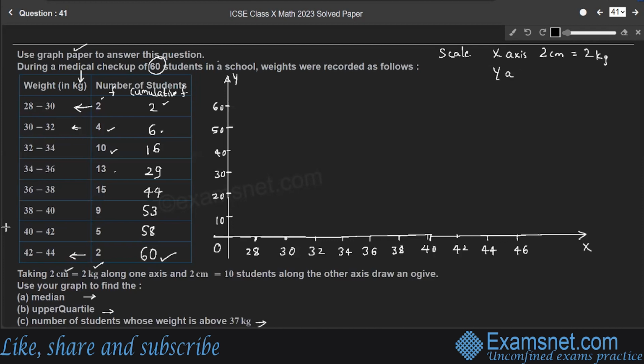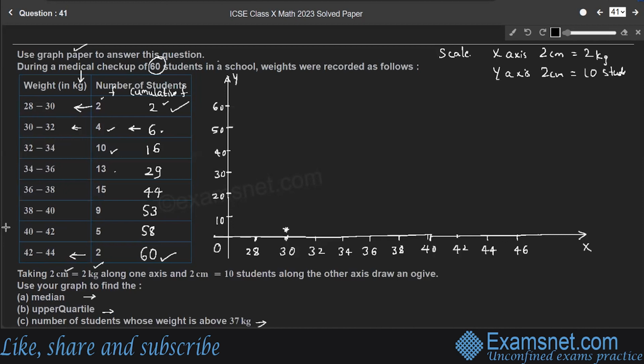Along the y-axis, we have taken number of students. So 2 centimeter is equal to 10 students. So let us represent the data. Cumulative frequency 2 in the range 28 to 30. Right? So we'll take the upper limit. It is better to take the upper limit. So number of students is equal to 2, which is very close to the x-axis. So the point is here.